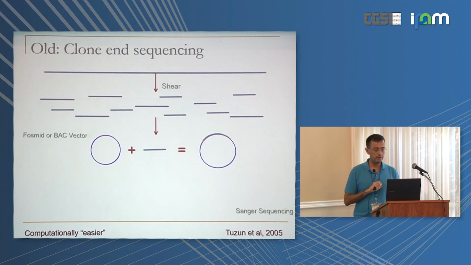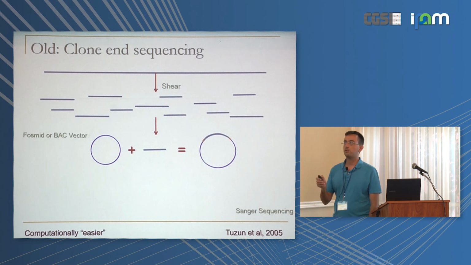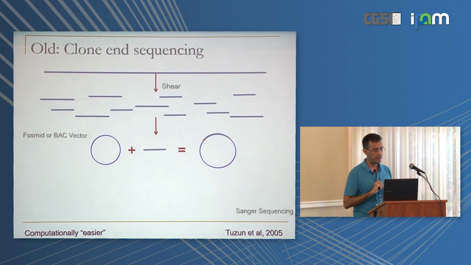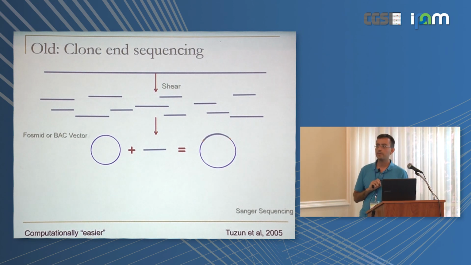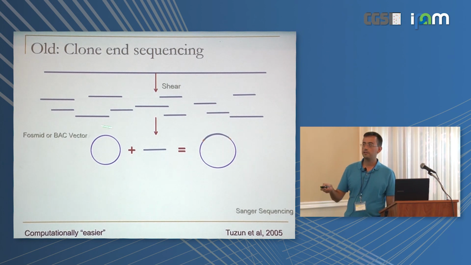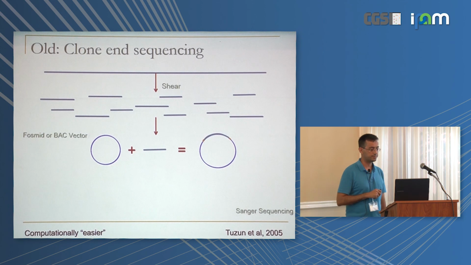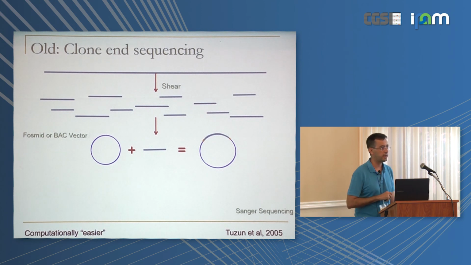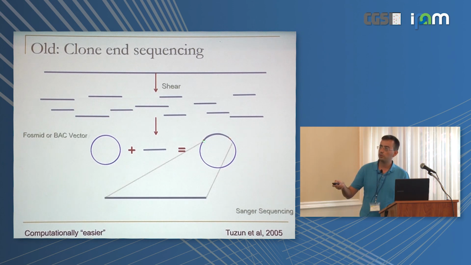So let's talk about this old technology first. This was the clone and sequencing. We first start with the DNA of the sample that we want to analyze. We shear it into large segments, and then we clone them into fosmids or BAC vectors. This is bacterial vector sequence, and we put the human DNA here. Then we give this vector back to the bacteria, and it copies it for us. After that, we already know those locations where we inserted our human DNA.